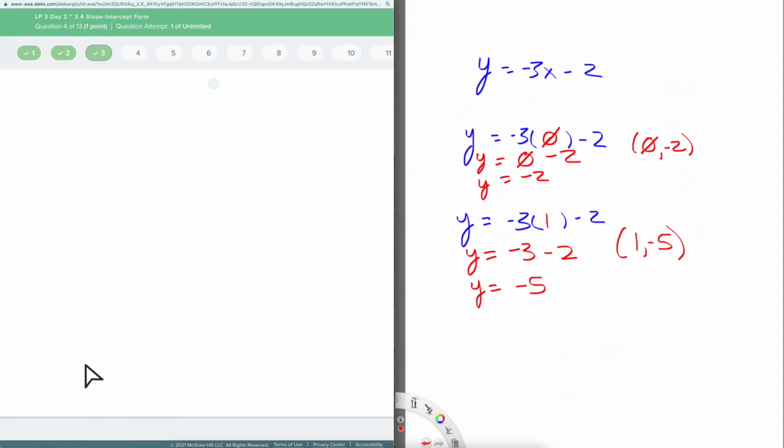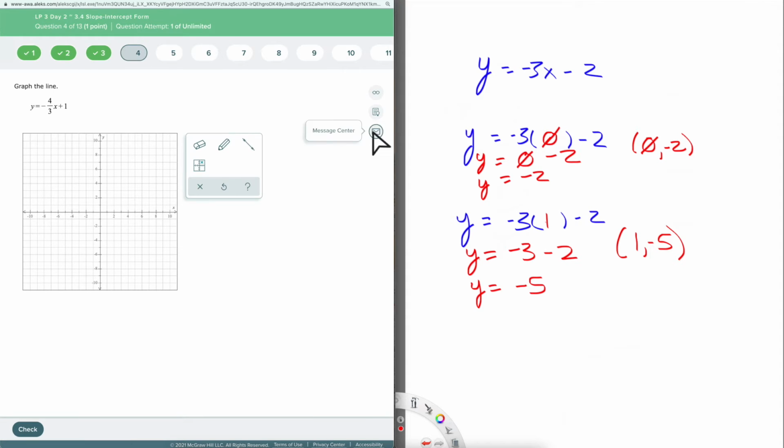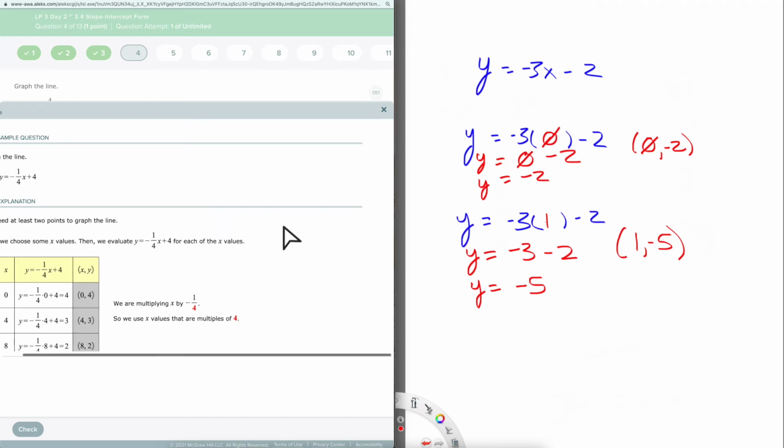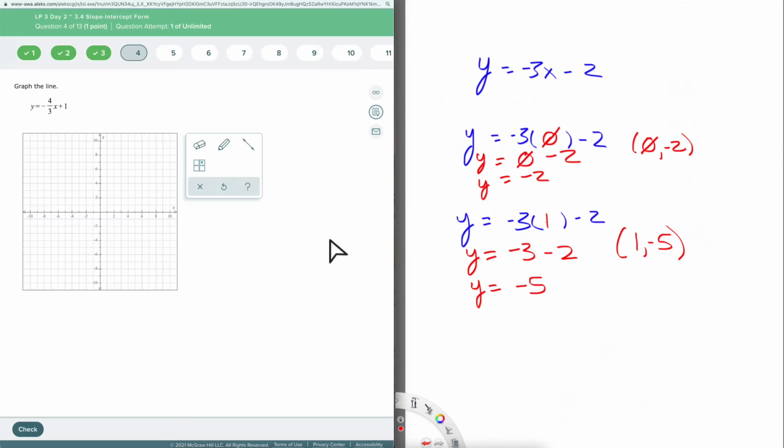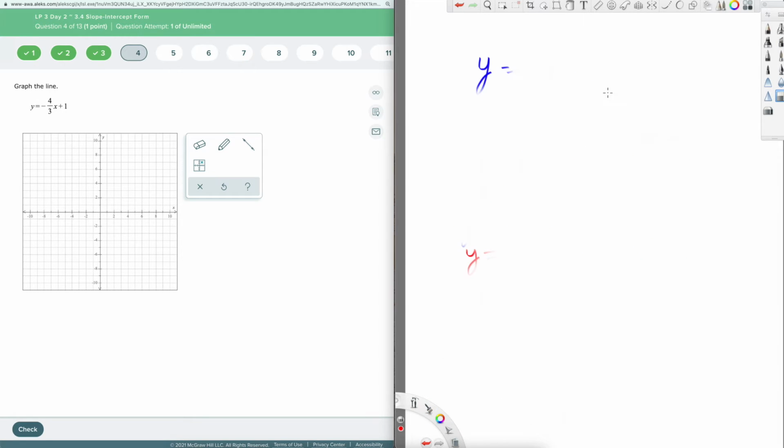So we're going to take a look and let me see, are they starting to introduce it to us yet? Not quite yet. So we'll get there in just a moment. So now they're looking at a fractional form here. So this is another piece. It's just another form of the same line. So we have y equals -4/3 x plus 1.